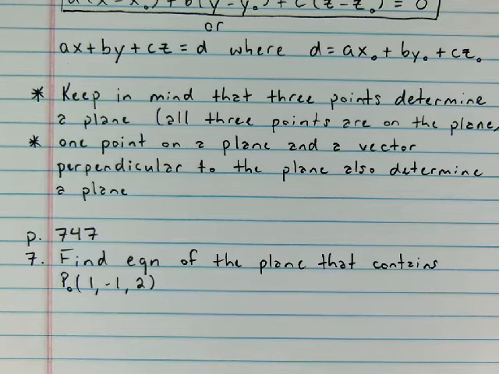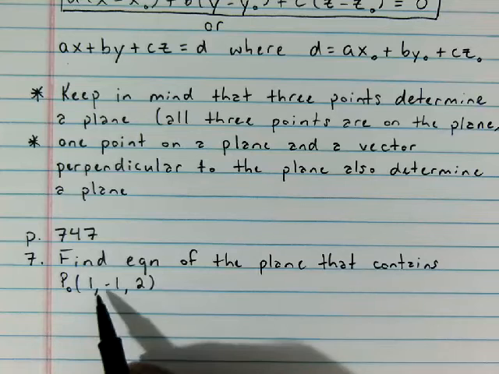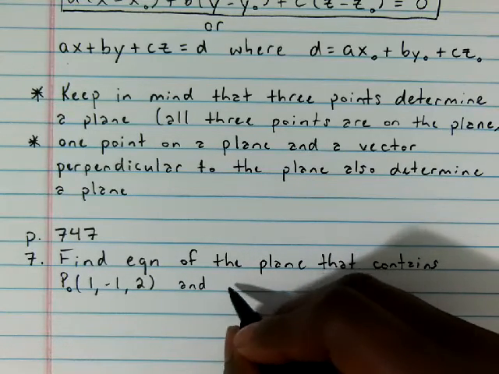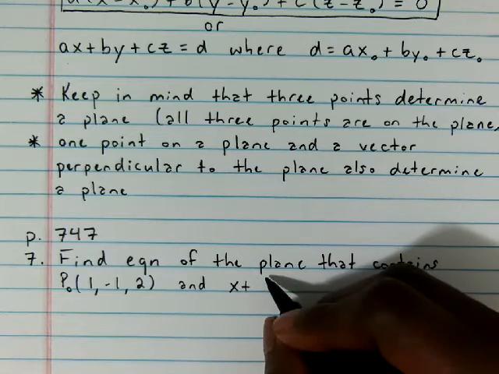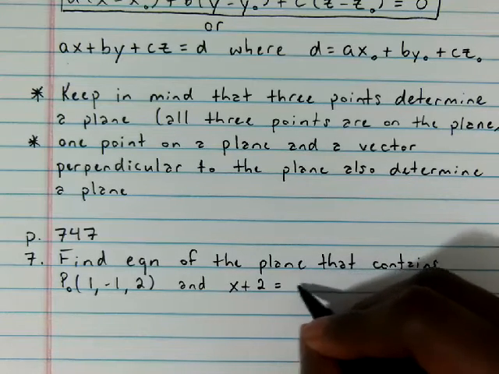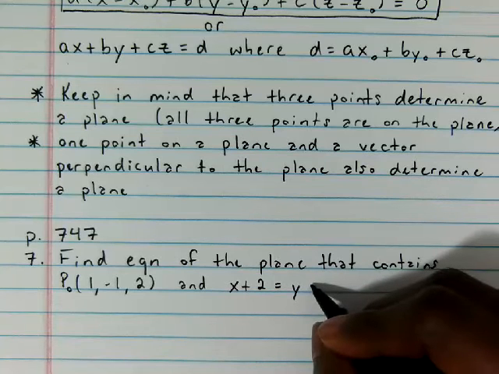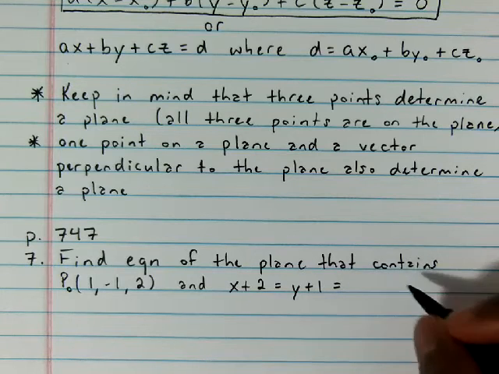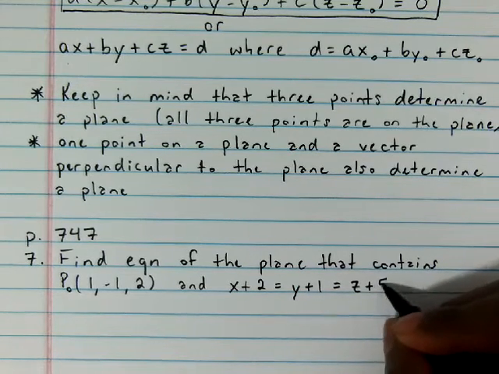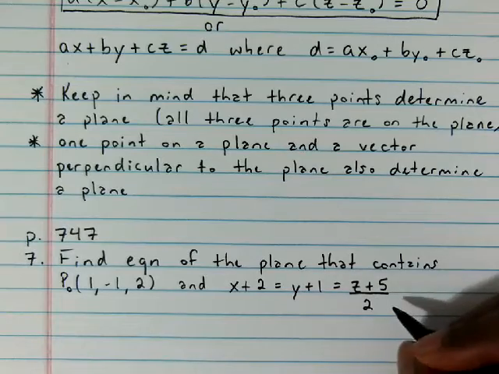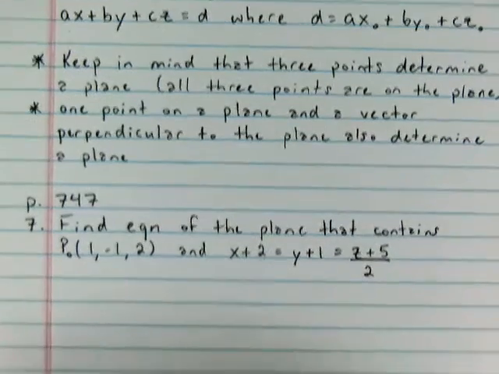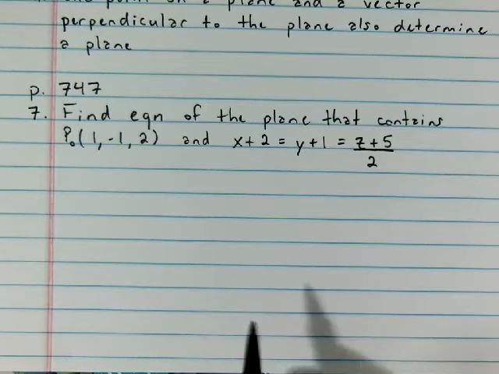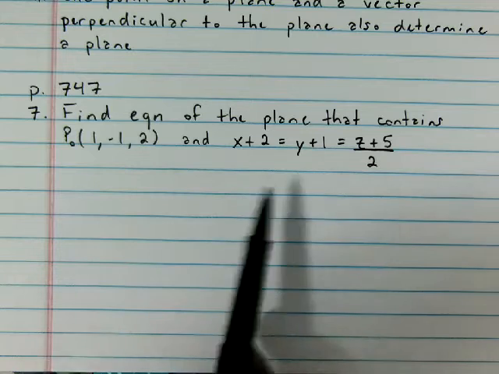And the line with symmetric equation. So it contains this and it contains this line. X plus 2 equals y plus 1 equals z plus 5 over 2. All right, so now we have a point on the plane and we have a line that's in the plane.